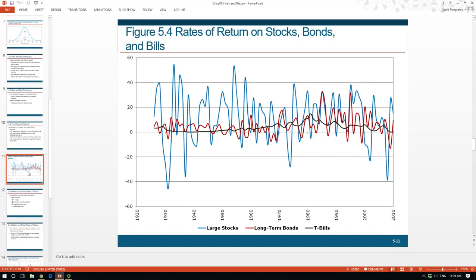For example, in the 1930s, you see tremendous loss on the stock market. It's more than a negative 40% loss in 1931-32. But the stock market rebounded in the following years, and the return on the stock market was higher than 40 or even 50%. Right? And this pattern continues. It didn't just happen during the Great Depression time period, it continues all the way towards the year 2010.